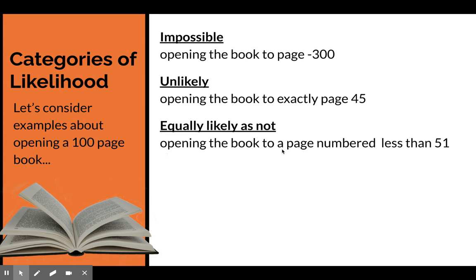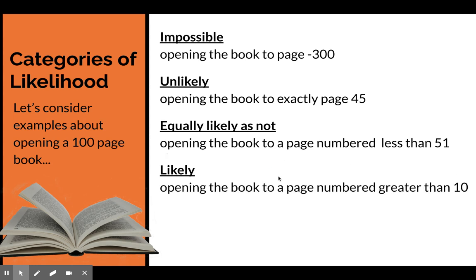When we say something is equally likely as not, opening the book to a page number less than 51 is equally likely as opening a page that's greater than 51 because that would be half and half. Remember, there are 100 pages, so less than 51 would be 1 through 50 or 51 through 100. So that would be an example of equally likely as not.